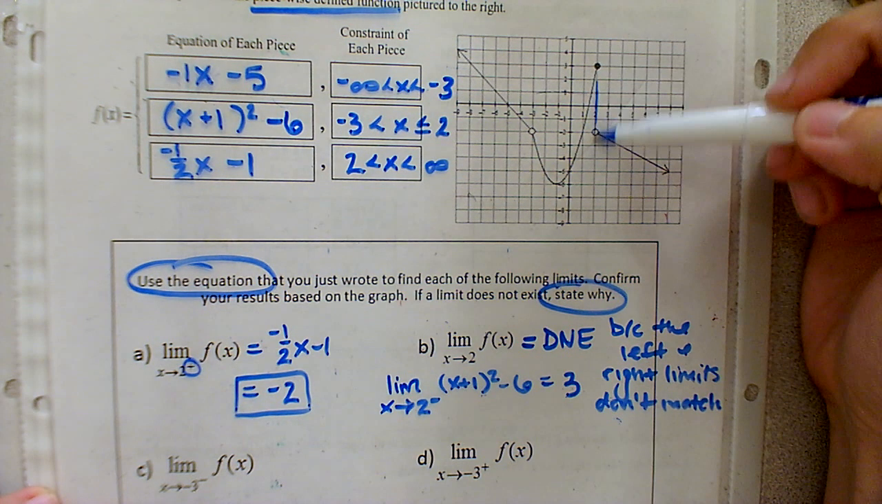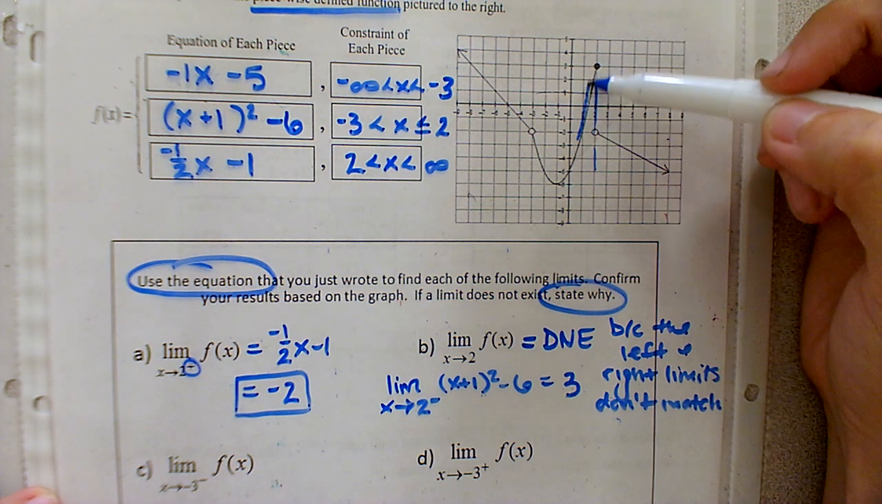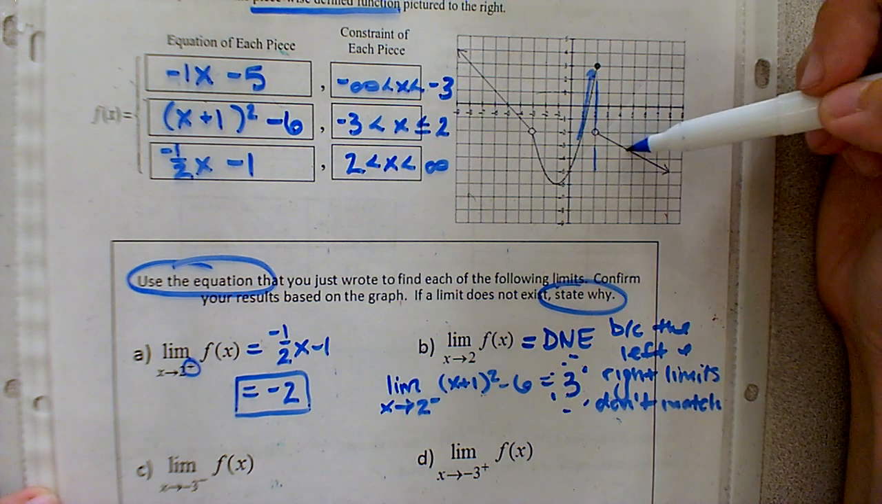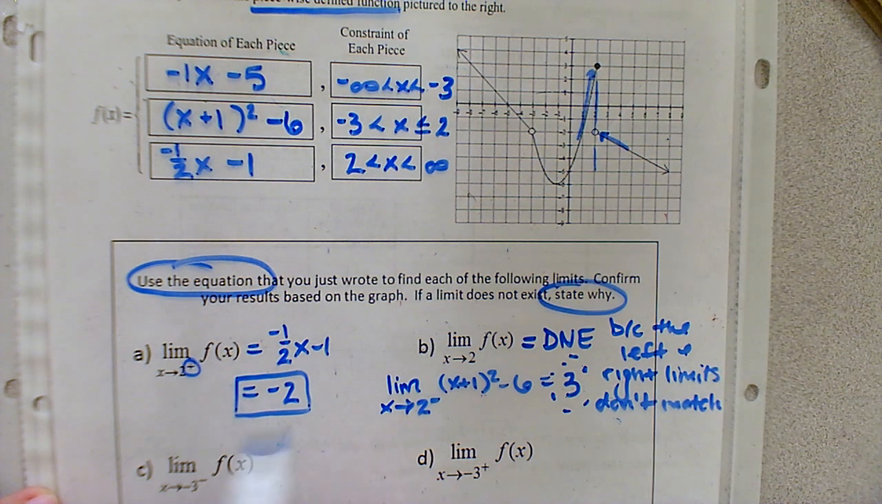Okay, here's our x value of 2. As we come in from the left, we're approaching that height of 3. And as we come in from the right, we're approaching that height of -2.